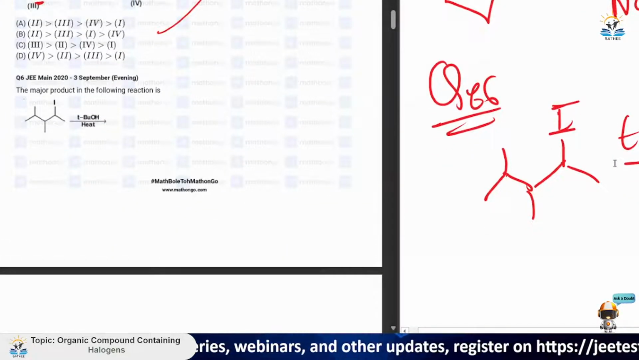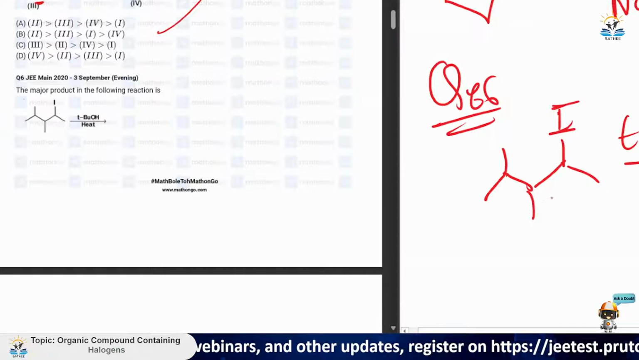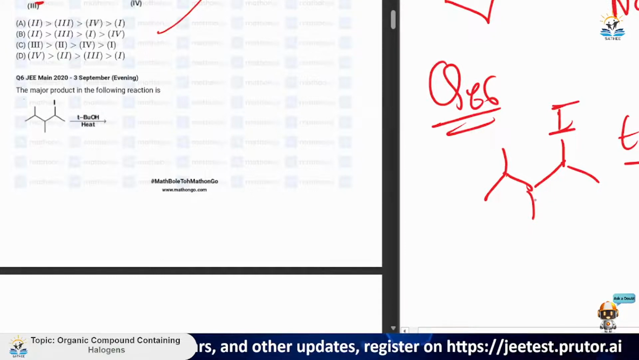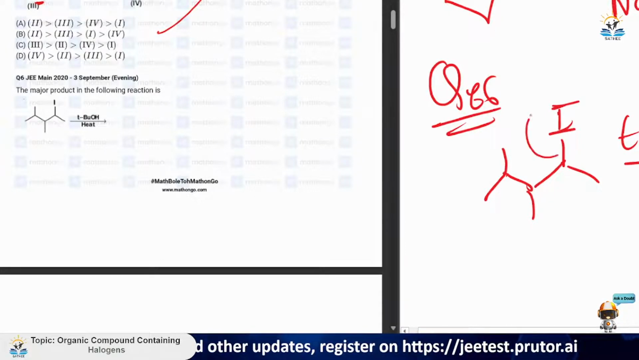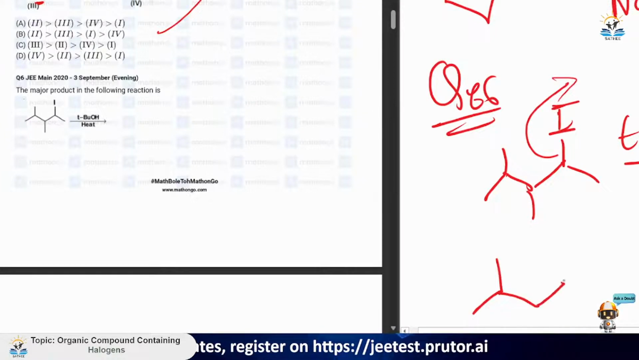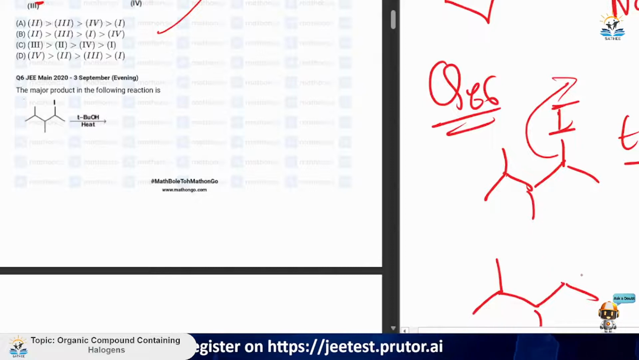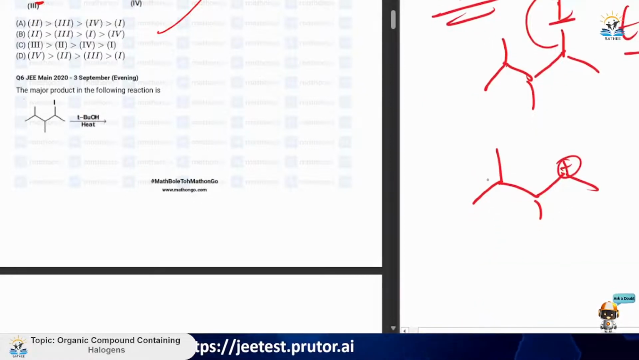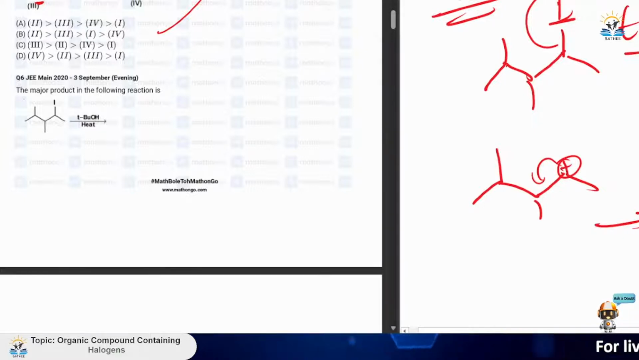So what we have to do? For this reaction, we first need to leave this group. On leaving this group, a carbocation will be formed here. But we will try to get a more stable carbocation, so the carbocation will be formed here, with hydrogens here and here. So this will be our preferable carbocation.